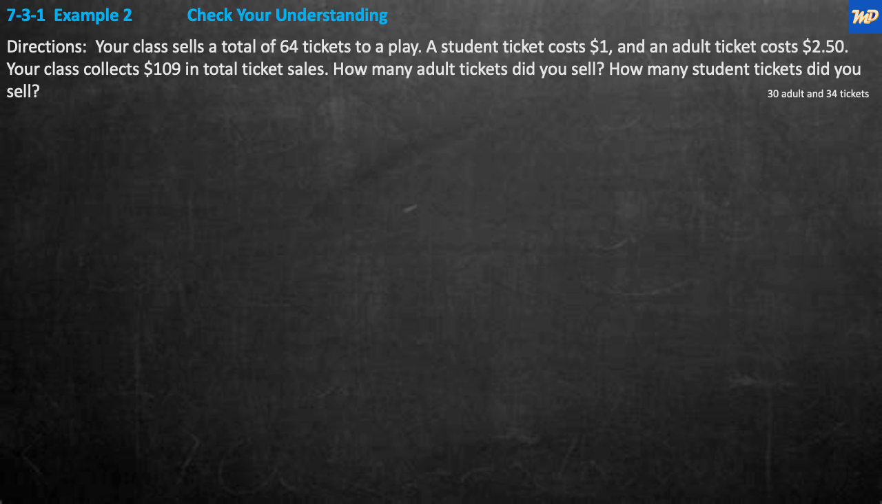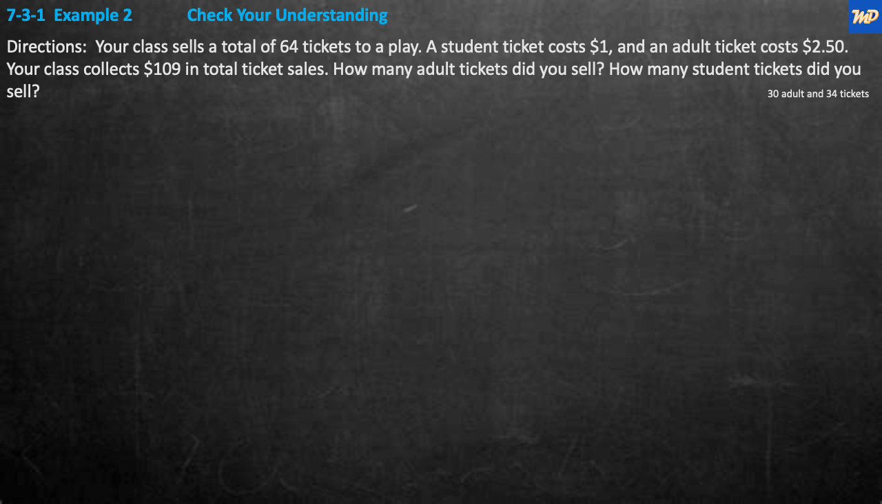Your class sells a total of 64 tickets to a play. A student ticket costs $1, and an adult ticket costs $2.50. Your class collects $109 in total ticket sales. How many adult tickets did you sell? How many student tickets did you sell? That's what we want to know now.